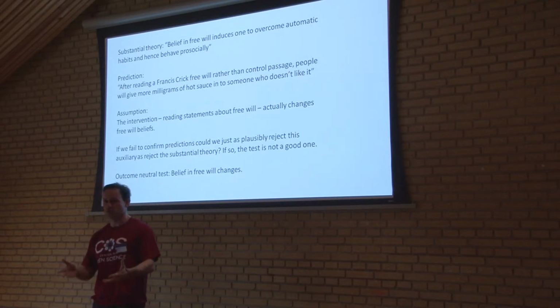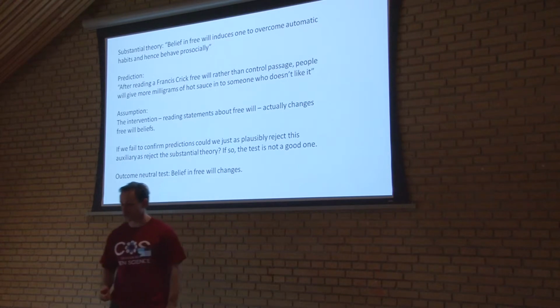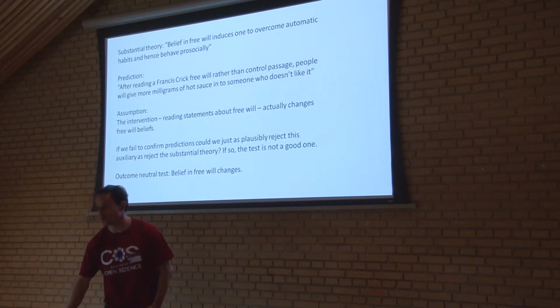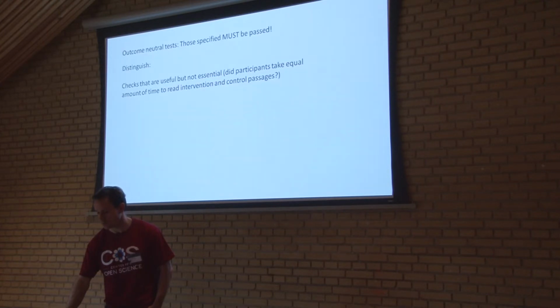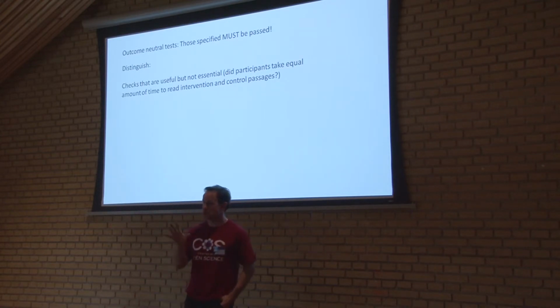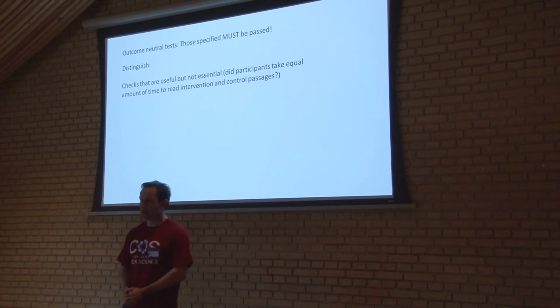Okay. So in registered reports, what we want is that you're tied down. You're saying the theory takes the blame. So you need an outcome-neutral test. In this case, for example, that belief in free will actually changes. That's neutral with respect to the test of the prediction. So outcome-neutral tests must be specified. That's one thing to bear in mind when you submit your registered report.